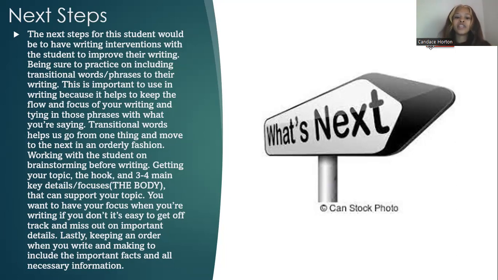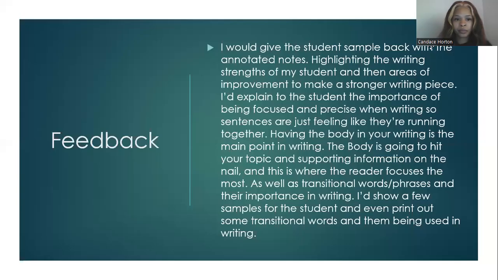And lastly, she needs to keep a sequential order when she writes and make sure to include important facts and all the necessary information to really draw the reader in and get them to believe that hook that you said, how you wanted them to save water. So really having all that information to make the reader even interested and believe what you're saying and agree with what you're saying.